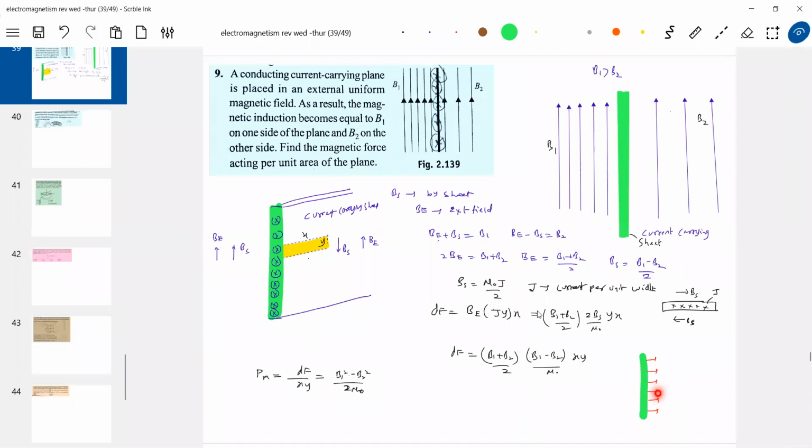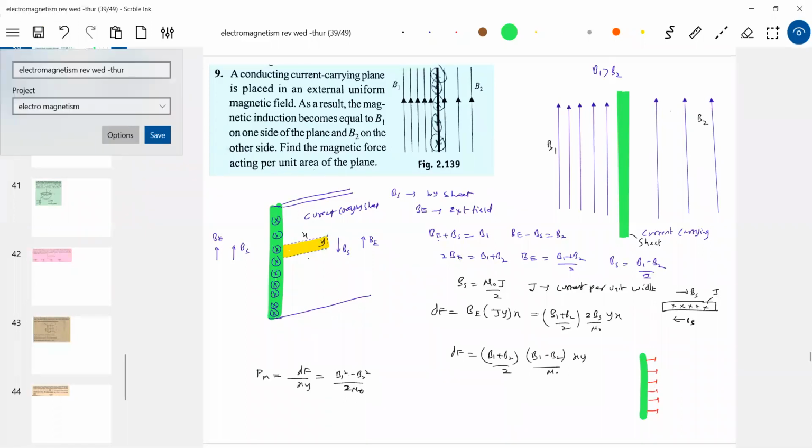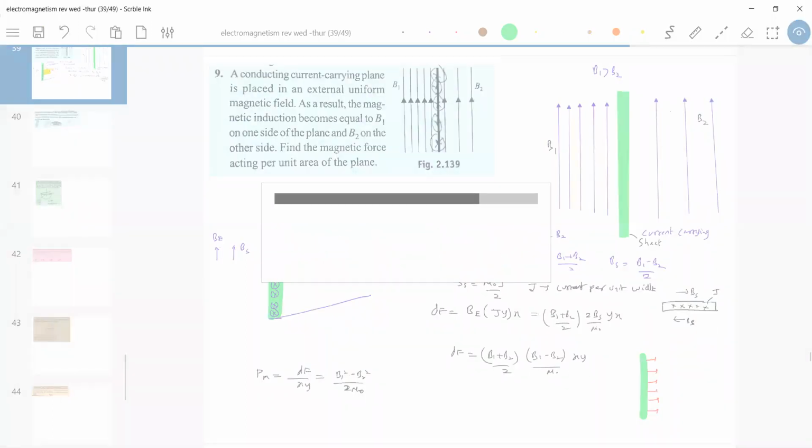So there may be questions where the weight mg will be balanced. Any questions can come. This particular field explains the force here, so it is nothing but what is called magnetic pressure. Okay, based on this idea, I'll go for the next question.